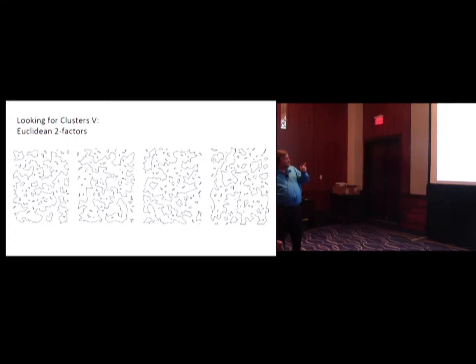And if you look at these two-factors, they all have a long cycle, which seems to have a constant proportion of the vertices. And he asked me this spring whether or not it was true that a random two-factor of this type always has a giant cycle, a giant component. And that would differentiate it from a uniformly random two-factor.